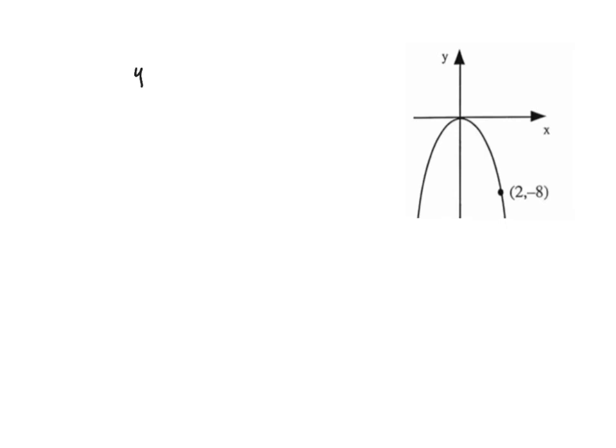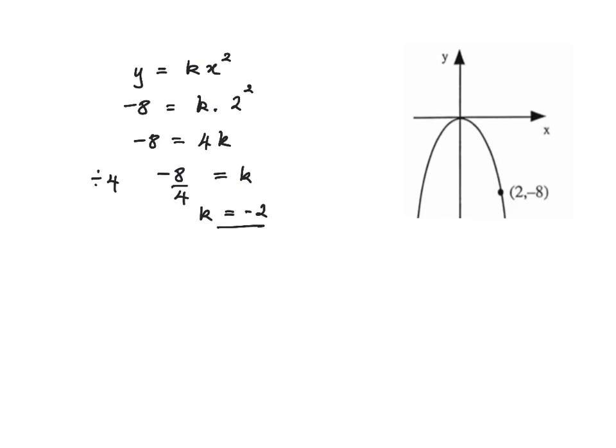I'll do exactly the same thing here. We have an x value of 2 and a y value of minus 8. Minus 8 equals k times 2 squared. 2 squared is 4, so we have 4k on the right hand side. If I divide by 4, minus 8 over 4 equals k, and k then equals minus 2. So the equation of this curve is y equals minus 2x squared. And we shouldn't be surprised by the negative because this is a cap-shaped graph, or sad face.